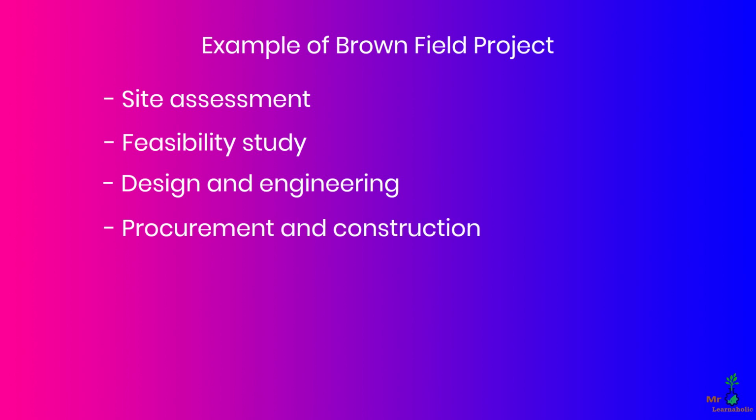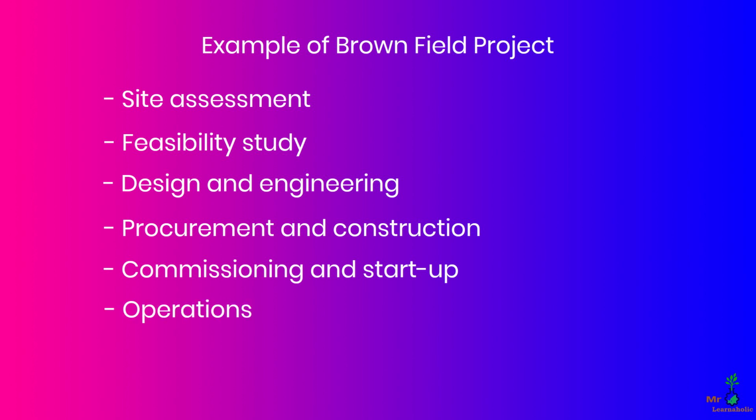Procurement and construction. With the design and engineering complete, the company can proceed with procurement and construction. This will involve selecting contractors to carry out the work, ordering equipment, and overseeing the construction of the upgrades or improvements. Commissioning and startup. Once the upgrades or improvements are complete, the company will commission the equipment and systems, and start up the modified facility. This will involve conducting tests, verifying that the equipment and systems are working correctly, and making any necessary adjustments.